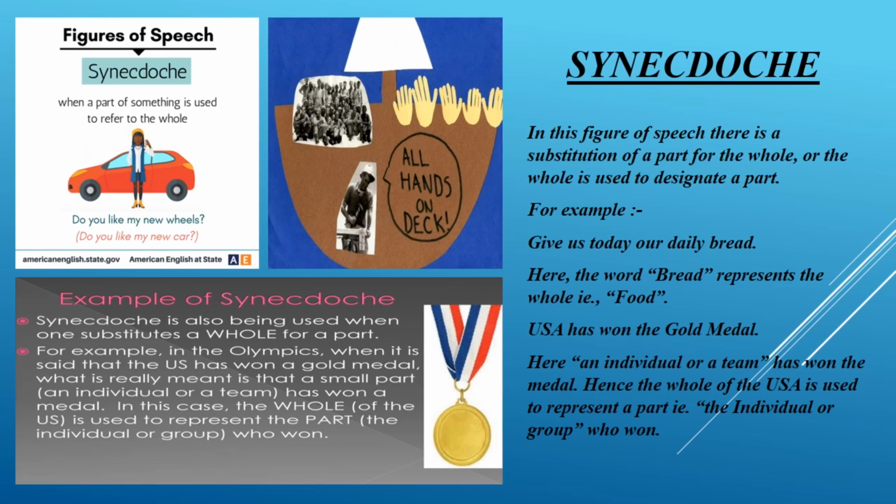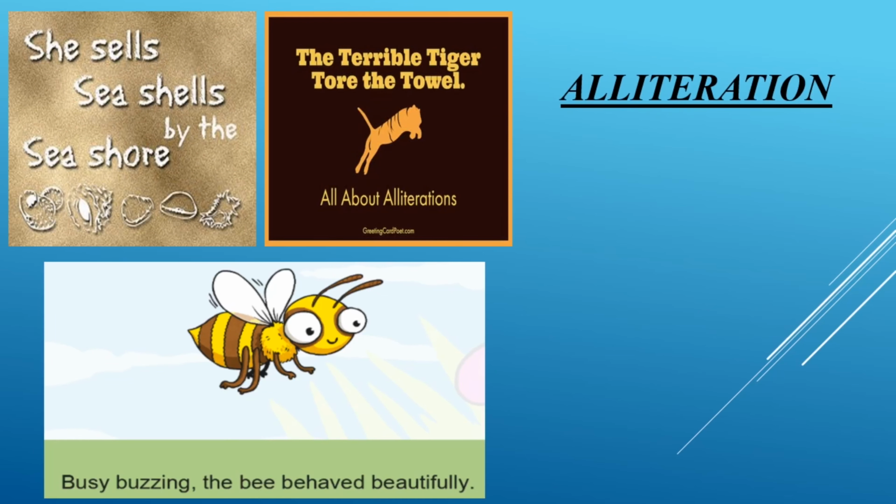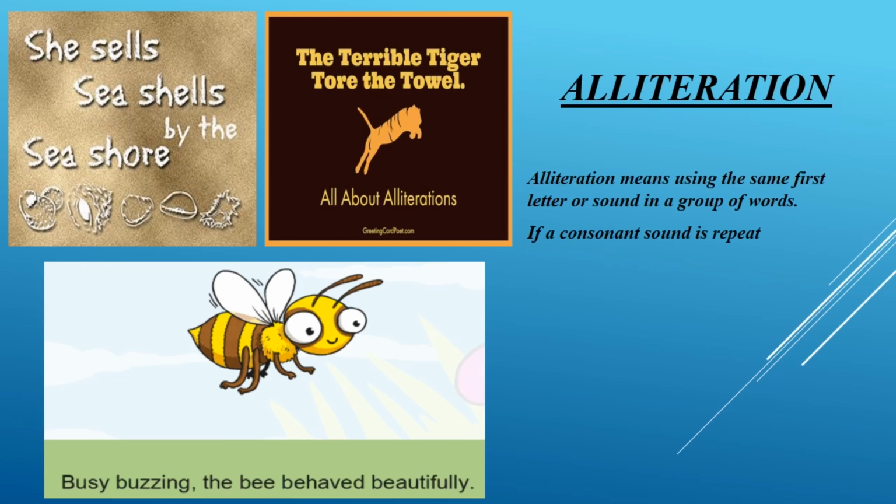The next figure of speech is a very interesting and an easy one, which is an alliteration. Alliteration means using the same first letter or sound in a group of words. If a consonant sound is repeated in quick succession at the beginning of words, it is called an alliteration. Let us look at the examples given below.